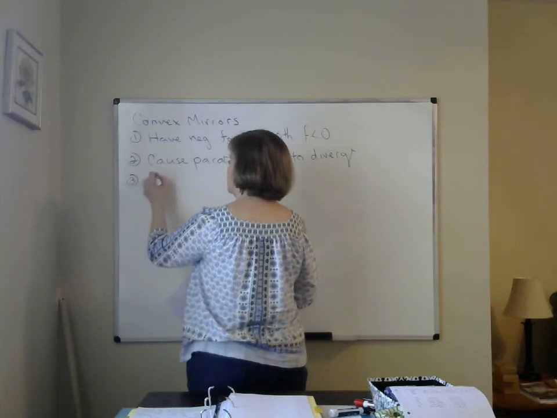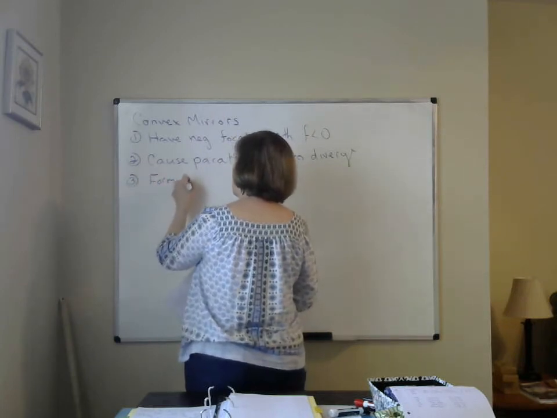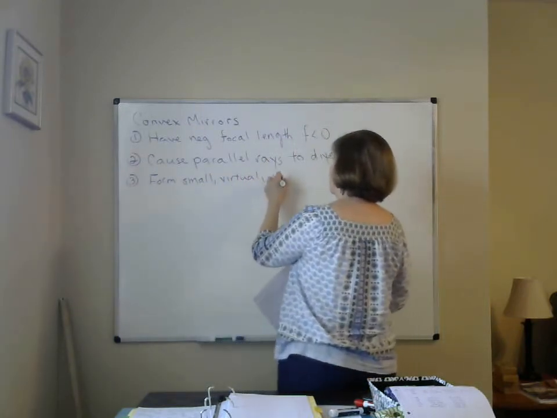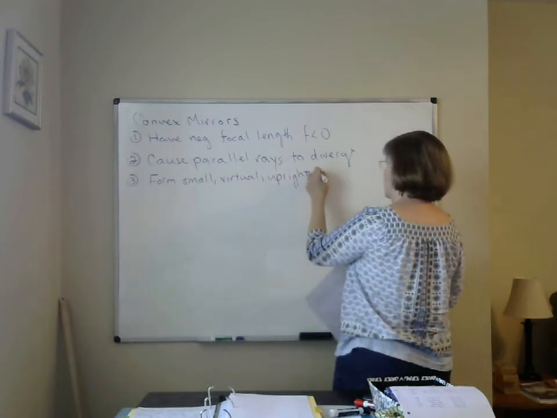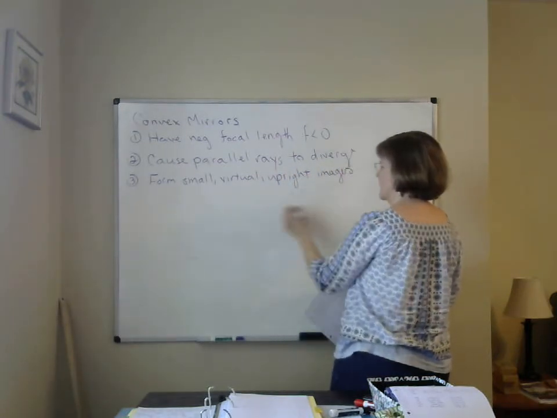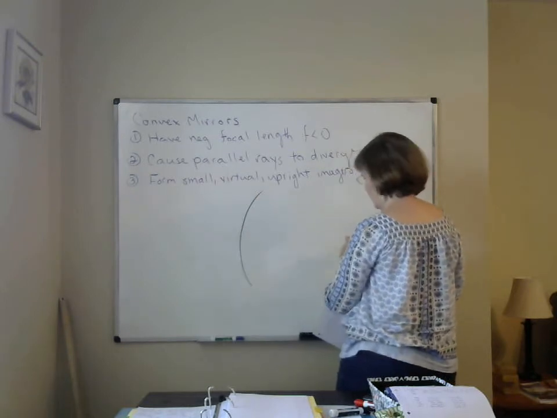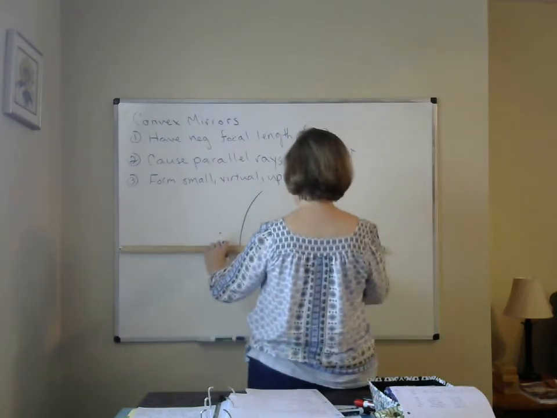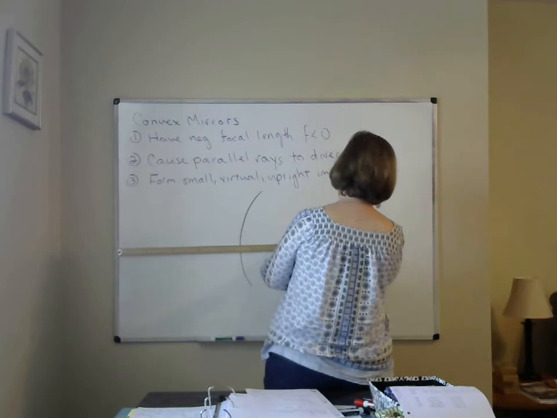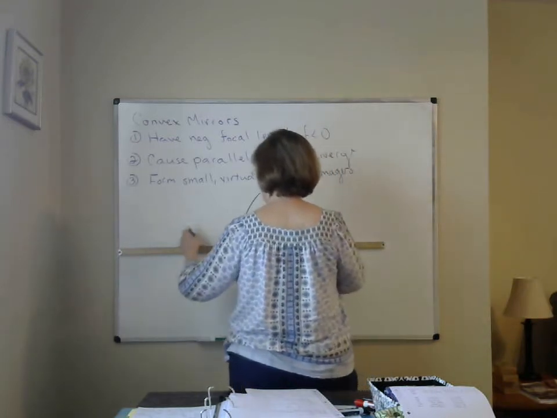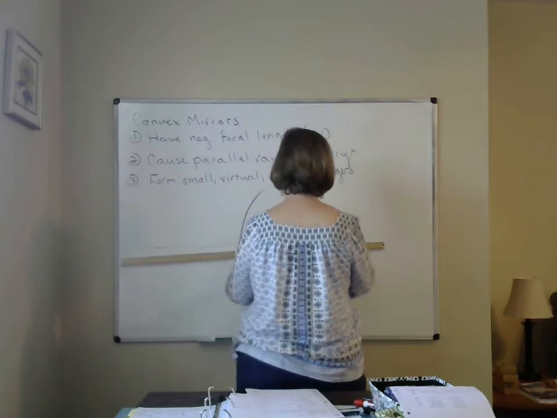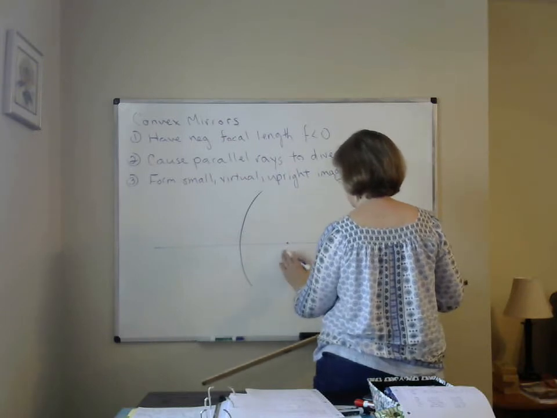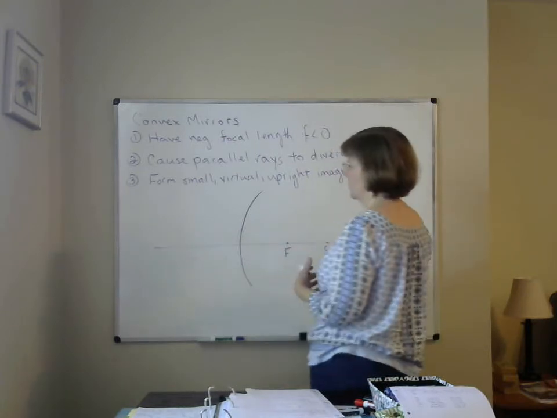And these always form small, virtual, upright images. Every virtual image is upright. So here's what we have. If we were to draw our axis, this time our focal point and our center of curvature are actually behind the mirror. They're back here.